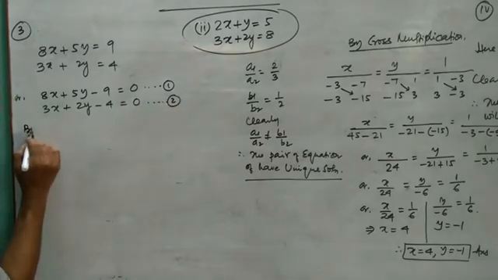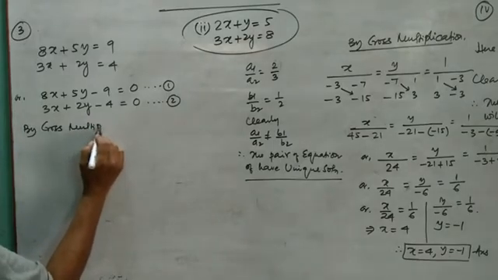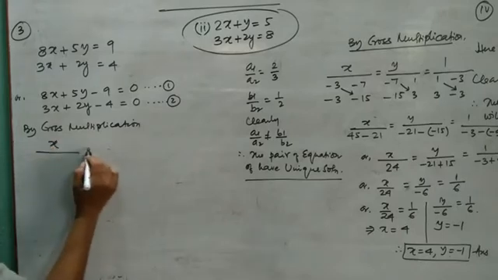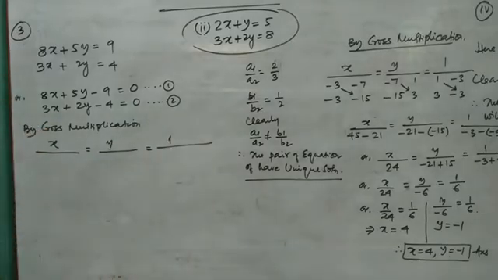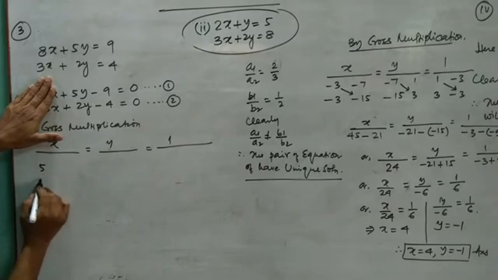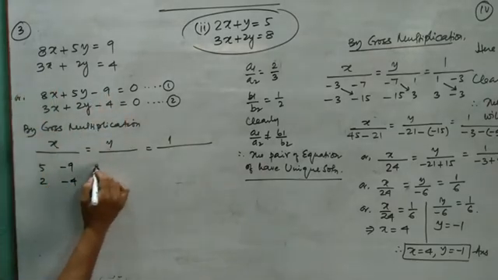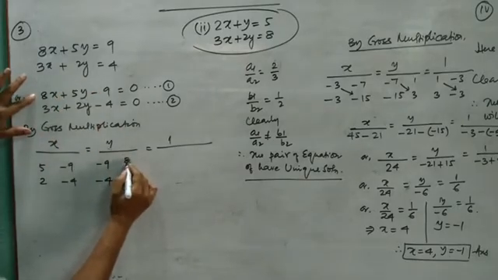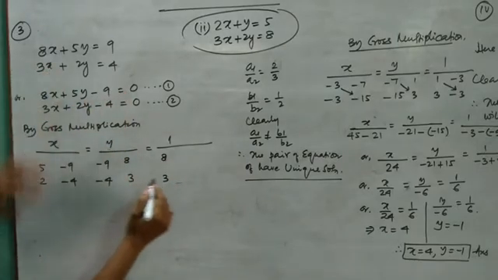Now by cross multiplication, x upon, y upon, 1 upon. First one, suppress the x column: 5, 2 and minus 9, minus 4, and write minus 9, minus 4. Suppress the y column, it will be 8, 3. Write 8, 3 over here and then 5, 2.